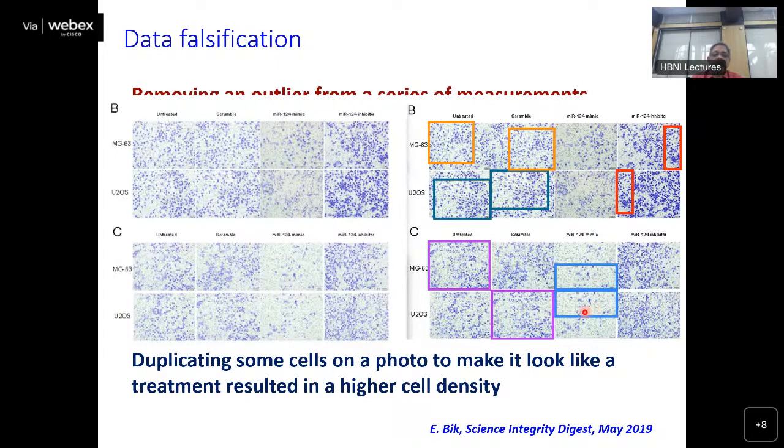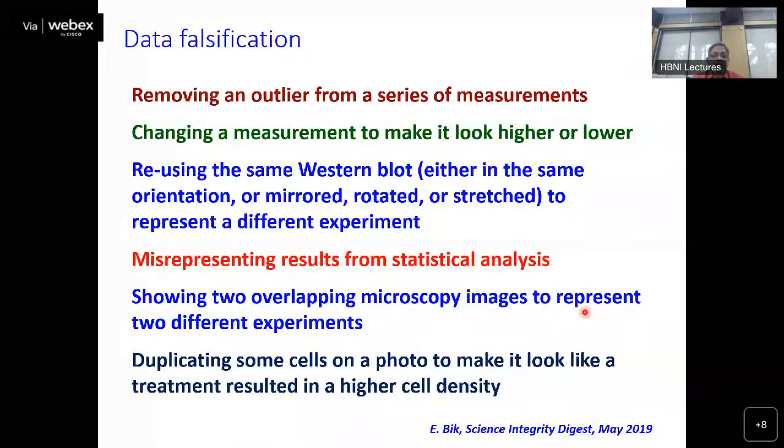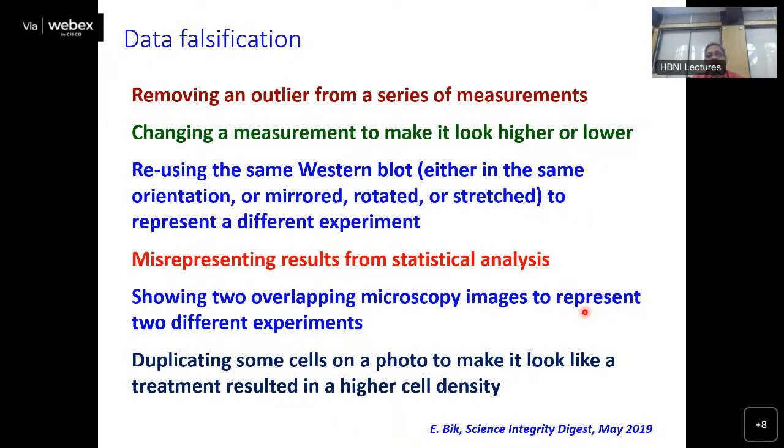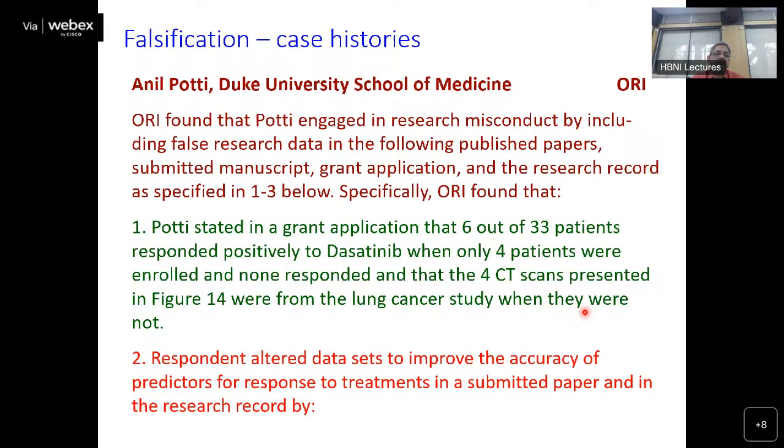So this is simply doctoring of data to make it look as if you have a lot of data and things like that, okay? So you duplicate some cells on a photo to make it look as if some treatment resulted in a higher cell density and all these kinds of things. So these are all the tricks people undertake to show that they have generated some extra data.